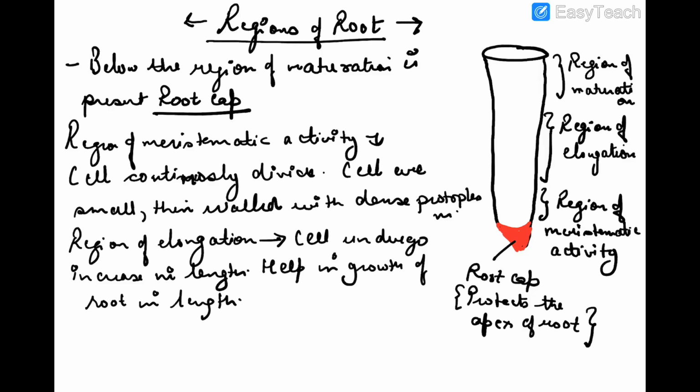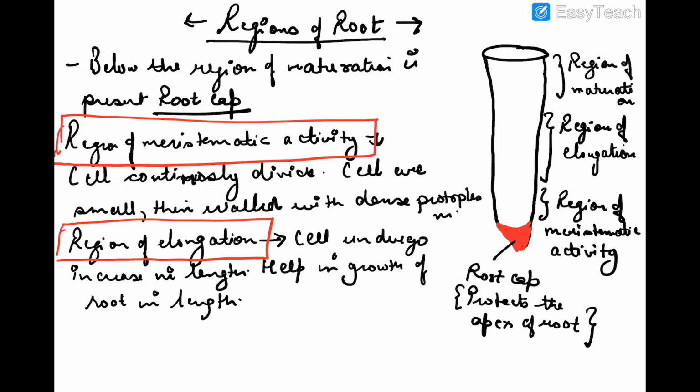So first is the region of meristematic activity, in which the cells undergo rapid cell division and the cells are small, thin-walled with dense protoplasm. Second is the region of elongation, in which cells increase in length. Now let us talk about the third region, the region of maturation.